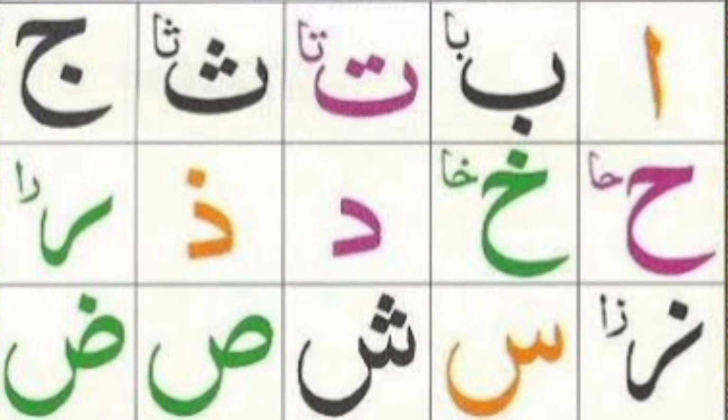Ba. Our second letter is Ba. And Ba has one dot below it. Read after me. Ba.